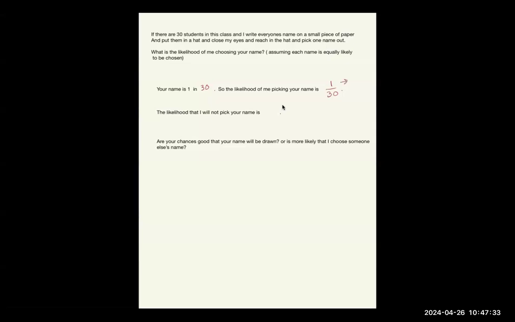I believe your textbook likes to use K. K is the number of ways your desired event could happen. And N is the total number, often the total number of possible outcomes. So just so you know that notation.